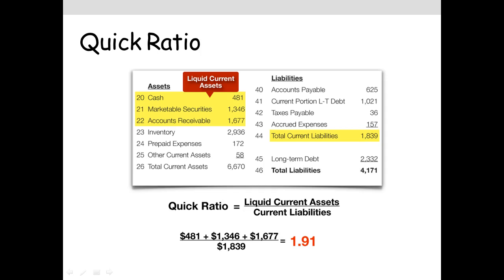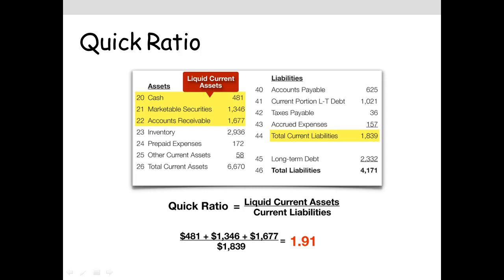So the quick ratio equals cash 481 plus marketable securities 1346 plus accounts receivable 1677, divided by the current liabilities of 1839, and the answer is 1.91. According to this, the ratio should be 1 or higher, which shows adequate liquidity for most companies. It has 1.91, which is more than 1, so the company has adequate liquidity.